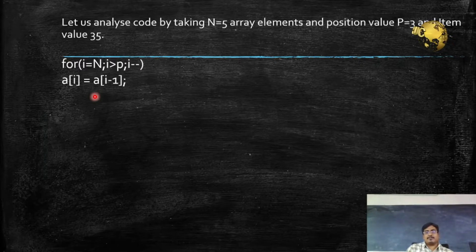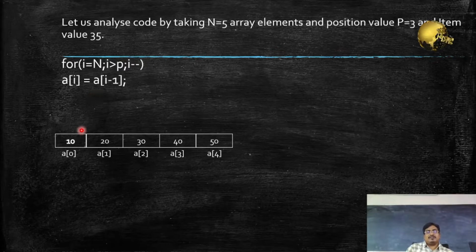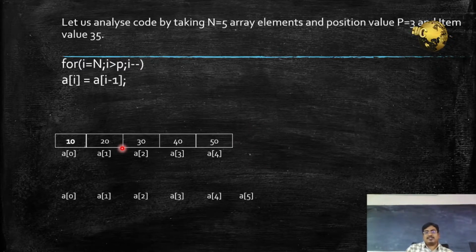Now let us analyze. We already have an array with 5 elements, indexed from 0 to 4, and the elements are 10, 20, 30, 40 and 50. At position 3, which means at the position of 40, I have to insert an element 35, where 40 has to shift to the 4th position and 50 has to shift to one more position, which we will create now. Let us take an example. You can see we have already created a new index a[5], because of the statement n = n + 1.